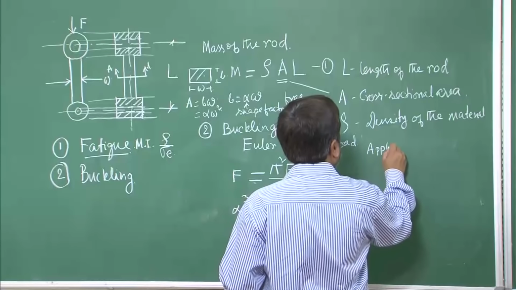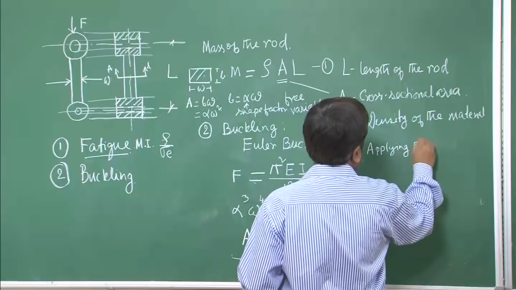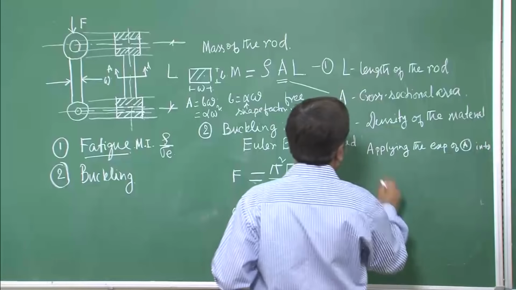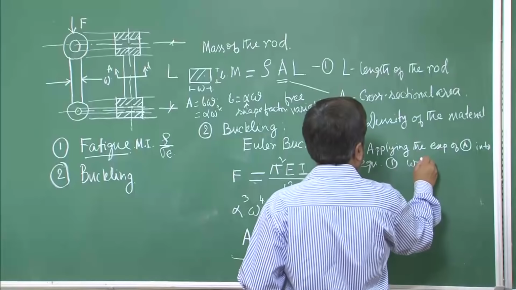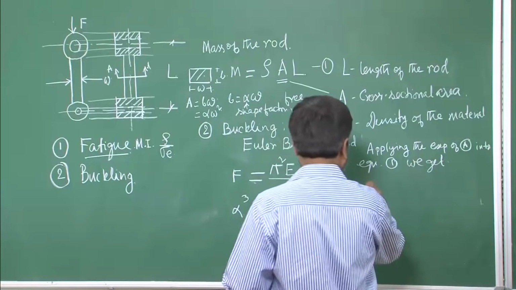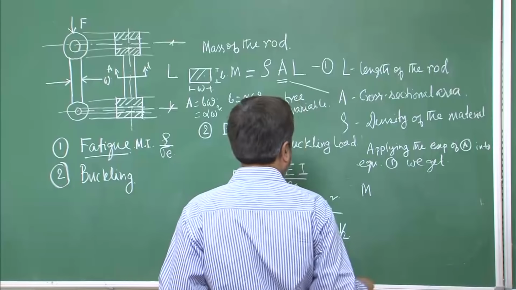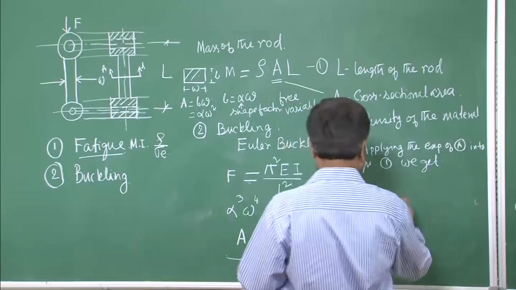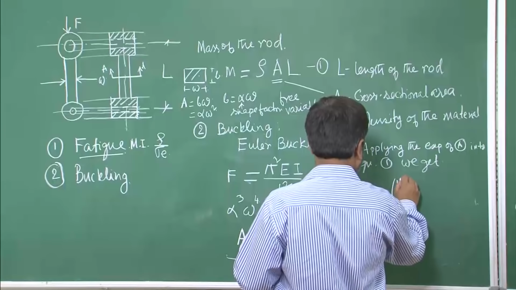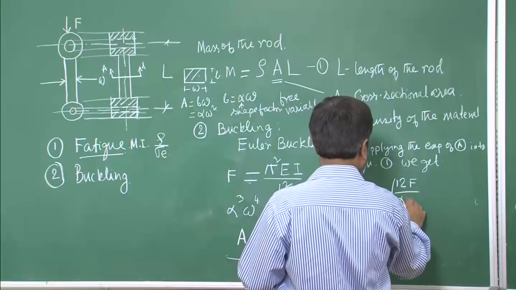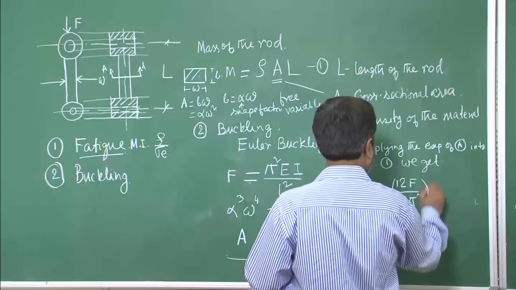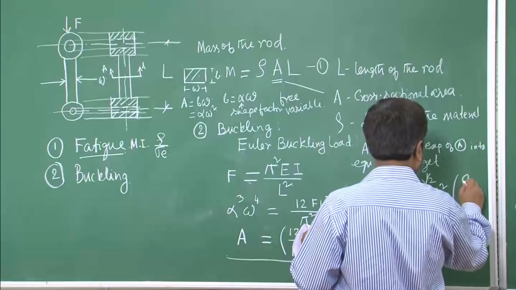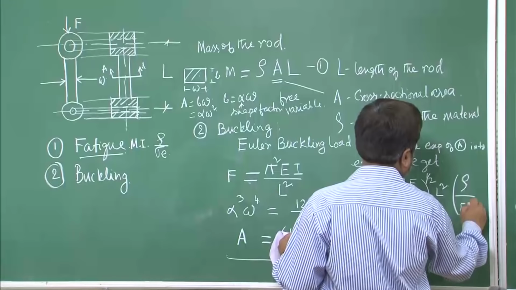Applying the expression of A into equation 1, we get M. Let us say in the first case the mass is M1, then in this case the mass we can call M2, and that we can divide into parts again: square root of 12 F over alpha pi square, times L square root, and rho over square root of E.